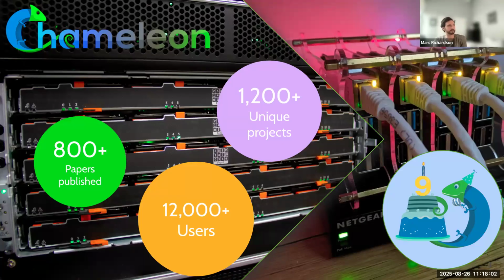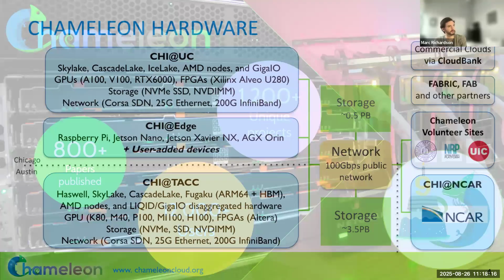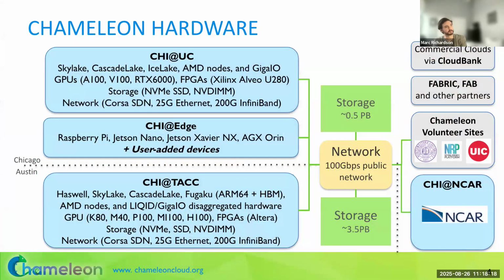Here we just have a couple of high level stats that you can see on the screen. This picture is showing the first Chameleon rack, I believe. This is the very first Chameleon rack. And then on the right here, you have the very first CHI@Edge devices. And this is another diagram just kind of showing the layout of the resource.